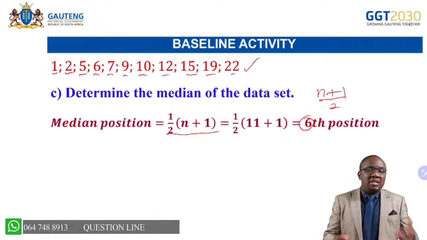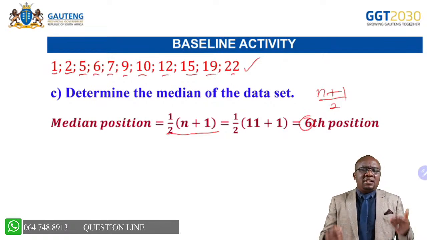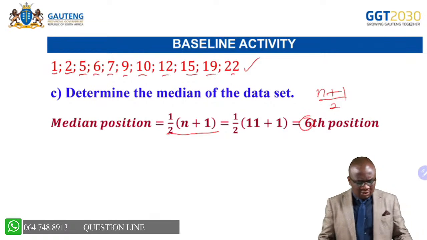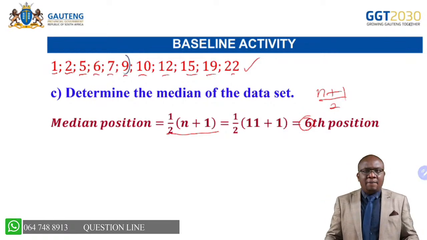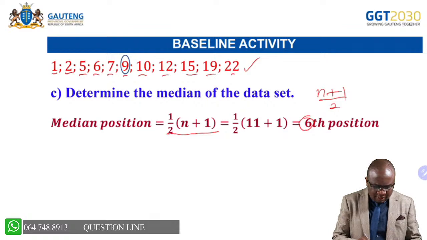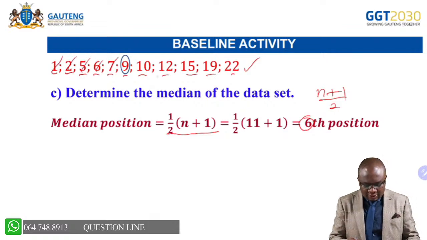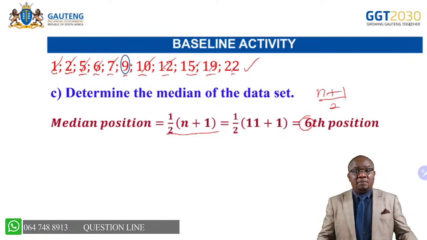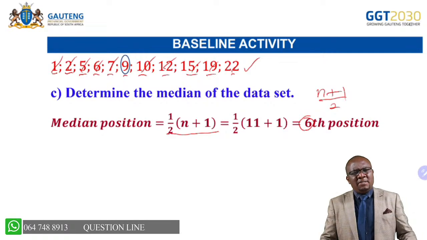So let's go back to our data set and check the item which is on the 6th position. Let's check the mark which is on the 6th position. Which mark is that? It is mark 9. How many do we have here? 1, 2, 3, 4, 5 this side, 1, 2, 3, 4, 5 this side. Do you see that 9 is in the middle? So that is our median.